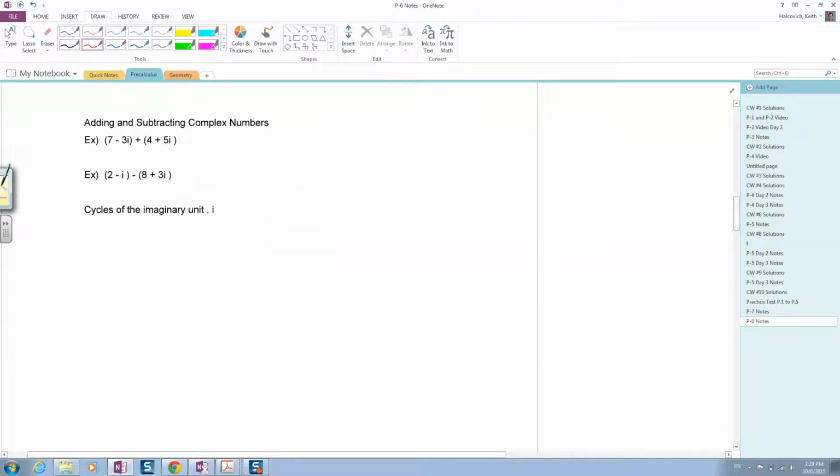Adding and subtracting complex numbers, remember, you're going to combine like terms. So 11 plus 2i. Now in this one, you're going to distribute first. So you get 2 minus i minus 8 minus 3i. And then when you combine like terms, you get -6 minus 4i.